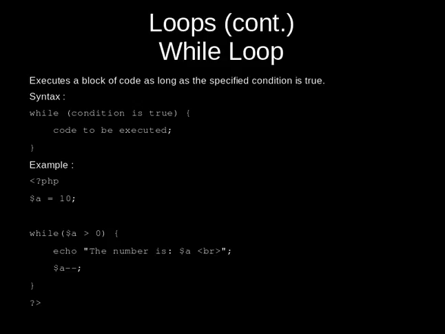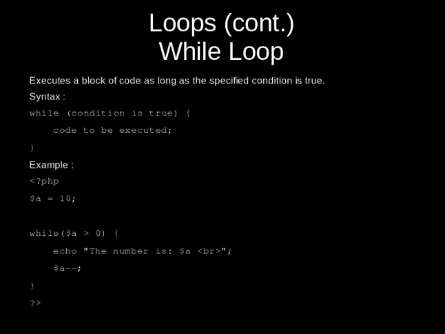You have an example also for this. You say $a is equal to 10, while $a is greater than 0, echo the number is $a, a BR tag, and $a minus minus. So this block would execute till the value of $a is greater than 0.